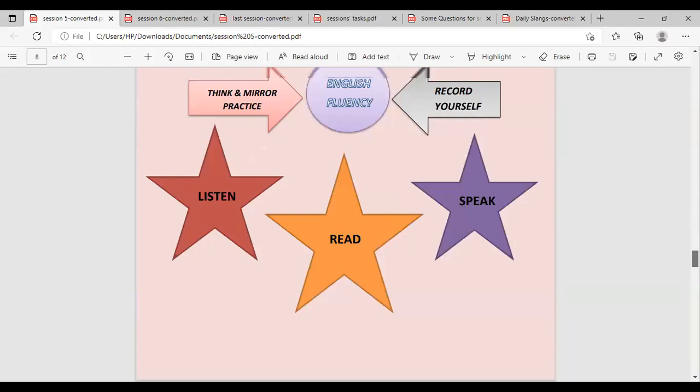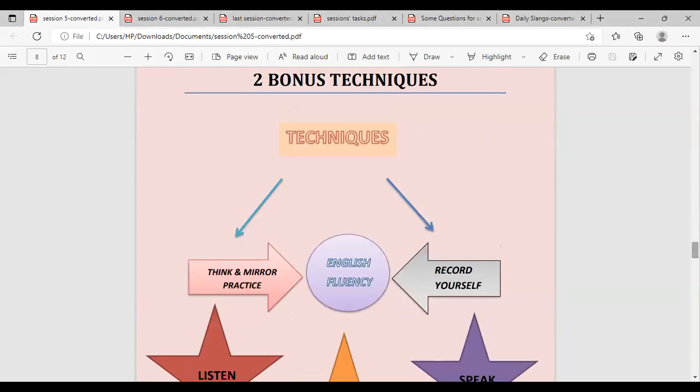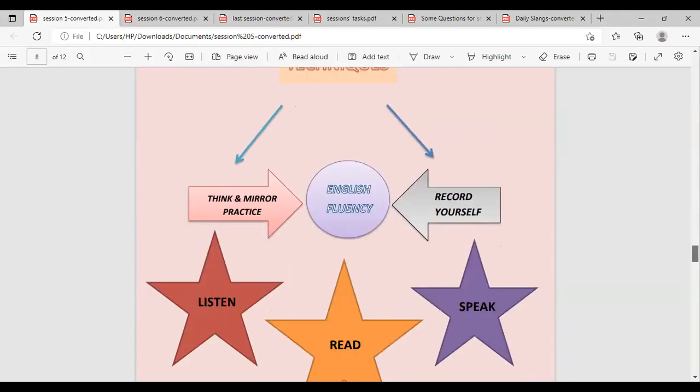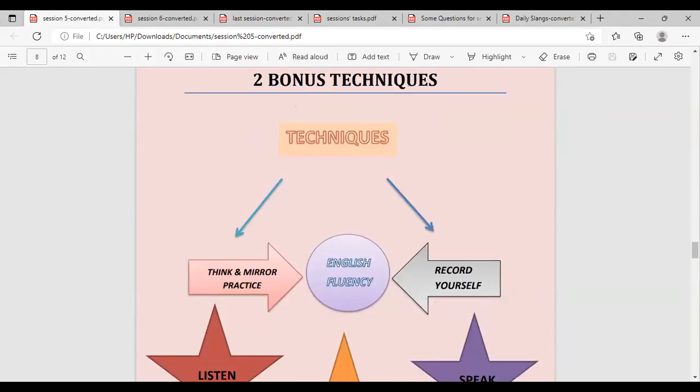Now tell me, who wants to explain to me these two bonus techniques that we have discussed? Raise your hands and tell me. We have discussed the two bonus techniques. So what are they? So many times we have discussed it. Explain it to me. Category A is written here, and category B is this one. You remember?